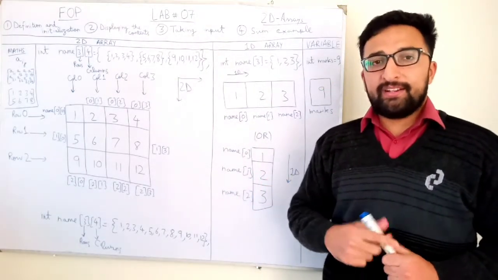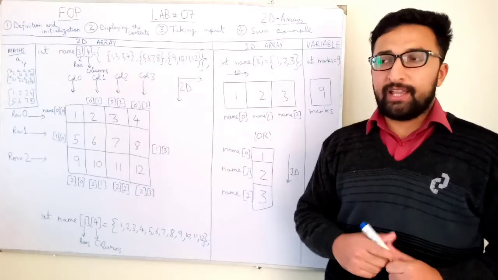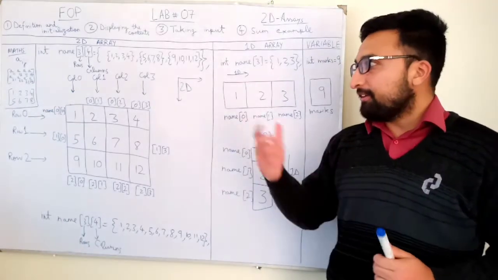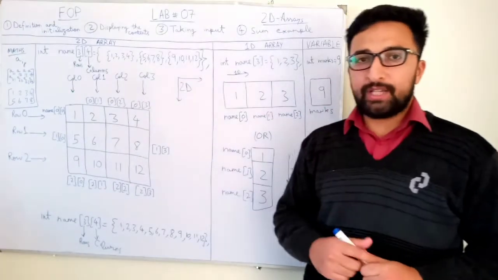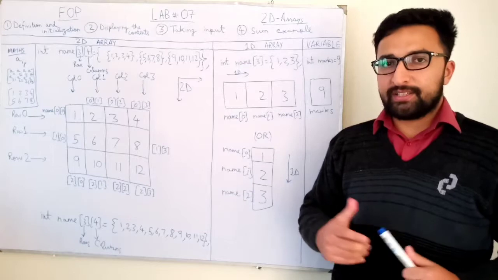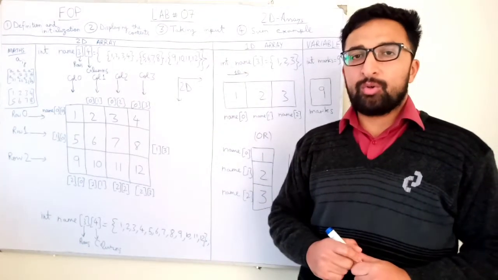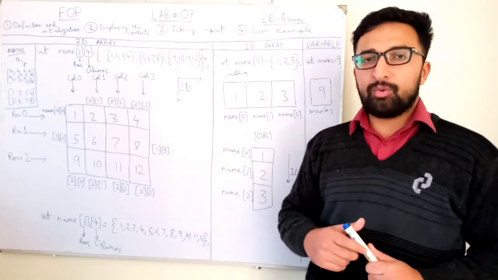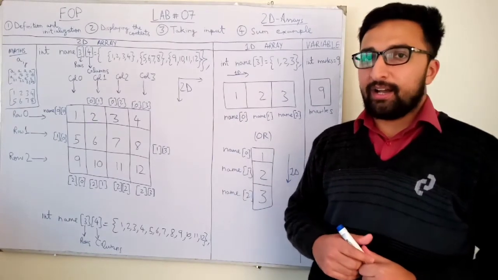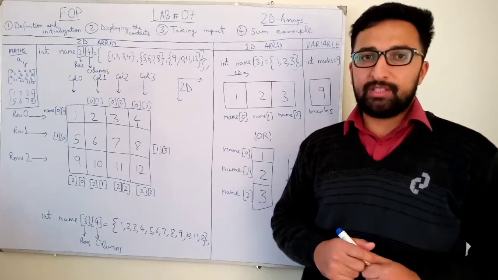So we need a data structure that can handle that kind of data separately. For that we have two-dimensional arrays, where one index caters for the rows and the other caters for the columns. In today's lab, we will discuss how to define and initialize two-dimensional arrays, how to take input in them, how to display their contents on the screen, and in the end, how to sum two different matrices using two-dimensional arrays.